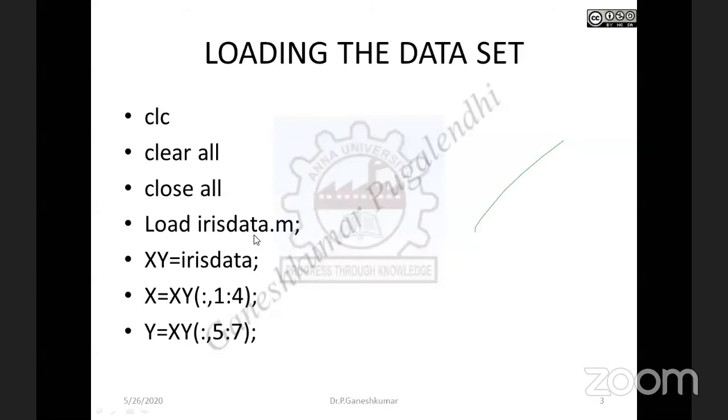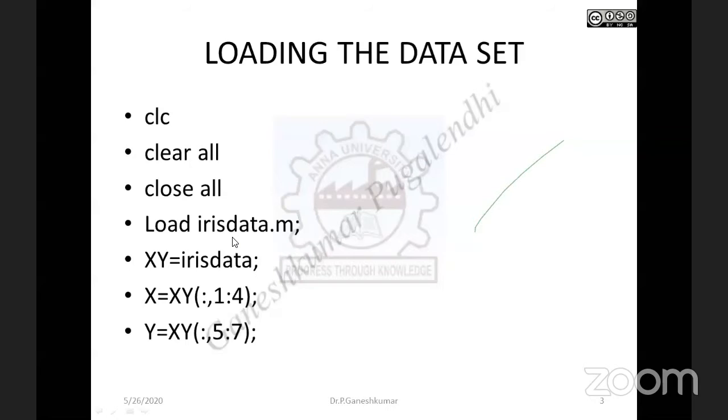Three kinds of flowers belonging to the family iris, and that data is taken from the UCI machine learning repository. If you Google it, UCI machine learning repository, it will take you to an enormous number of data sets. Out of those, you can look for a data set which is used for the classification task. In that, you can find the data set which has the name iris. So I take the data.